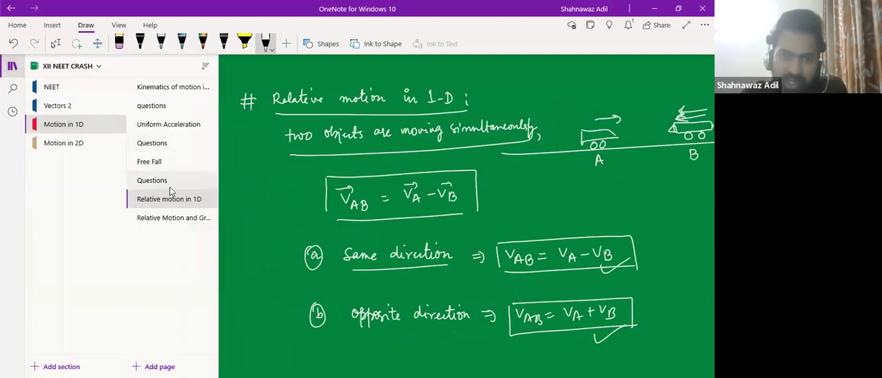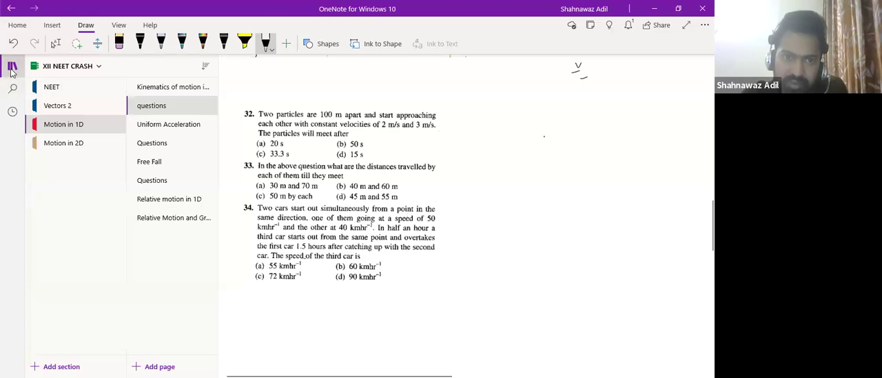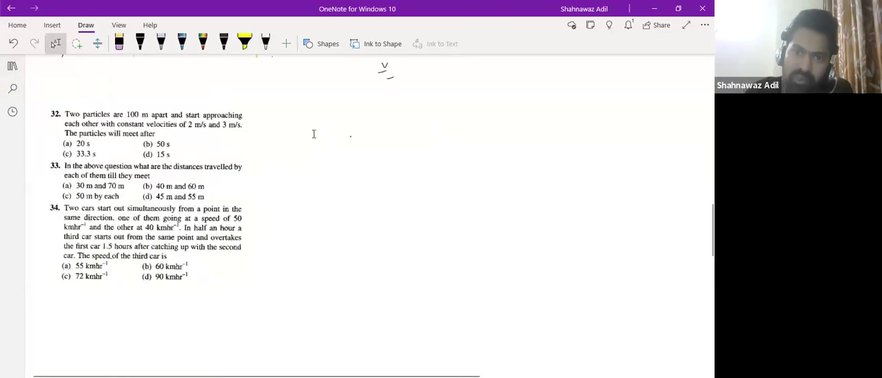Let's do some question and then this would become clear, right? So we have this question in here. Two particles, right, are 100 meters apart and start approaching each other with constant velocities 2 meters per second and 3 meters per second. The particle will meet after how much time? So they are moving towards each other. So are they moving in the same direction or opposite direction?